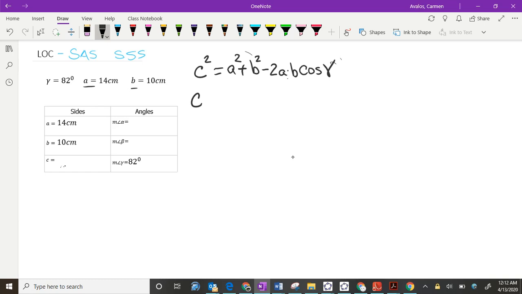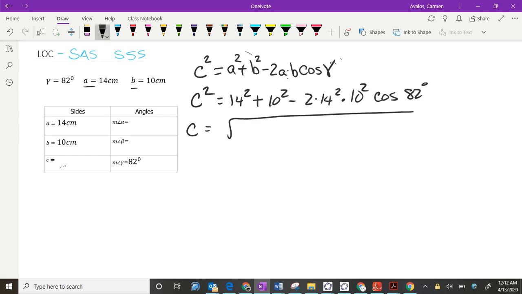So I'm going to say C squared is equal to A squared, which is 14 squared, plus B, which is 10 squared, minus 2 times 14 squared, we're multiplying, and then 10 squared, and then the cosine of 82 degrees. So then we could just put that into our calculator, and you need to remember that I have to get C, not C squared. So I'm going to take the square root of both sides.